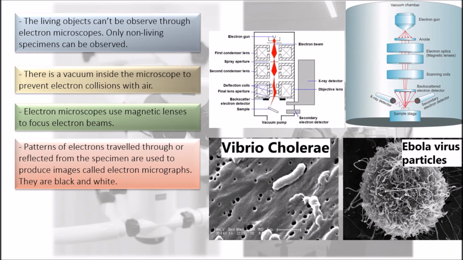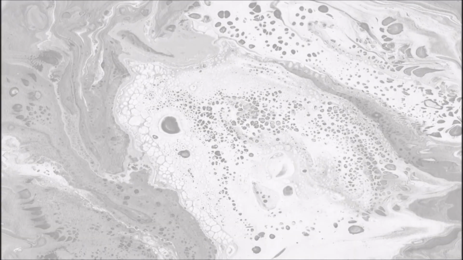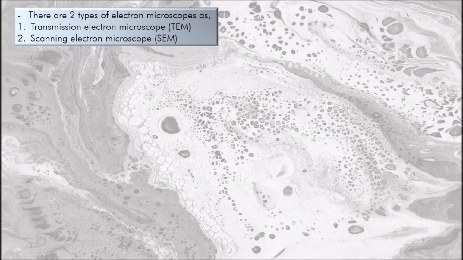It is a black and white image. In theory, the electron microscope should be able to magnify objects up to 10^5 times, but in practice it magnifies just over 5 × 10^5 times. There are two types of electron microscopes: the transmission electron microscope and the scanning electron microscope.